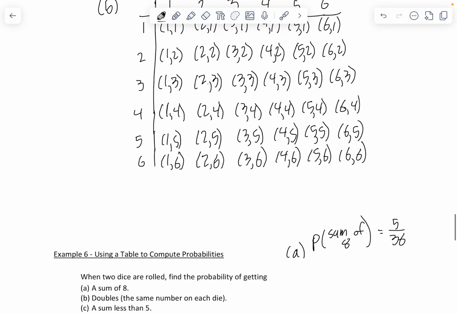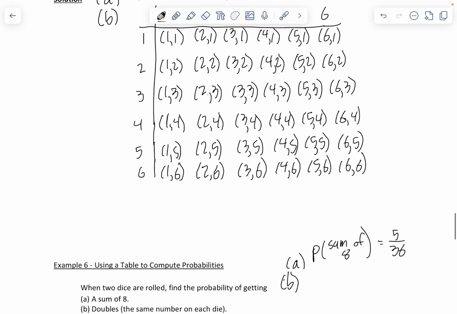Okay. Part B, the probability of doubles, the same number on each die, right? There are 6 ways to get doubles, right? We've got 1,1; 2,2; 3,3; 4,4; 5,5; 6,6. 6 ways to get doubles, and there are 36 outcomes total. So that is 6 out of 36, which reduces down to 1 out of 6.